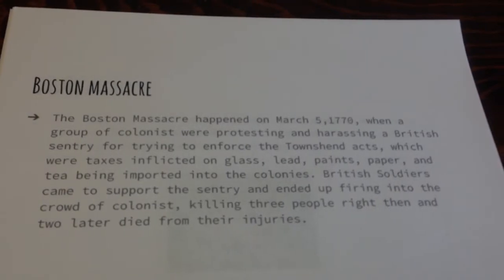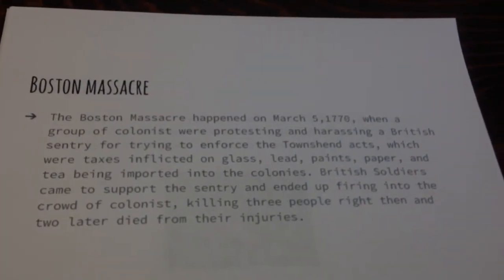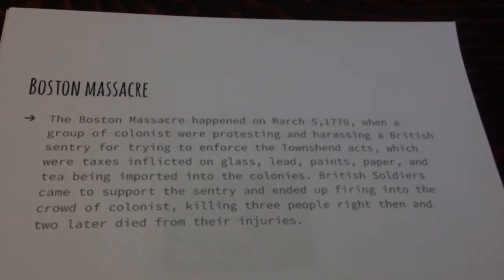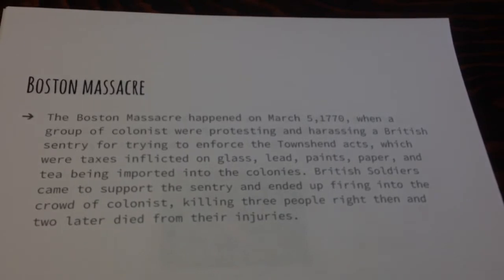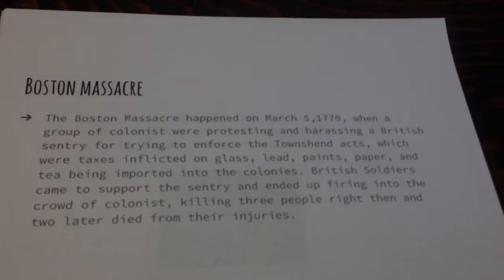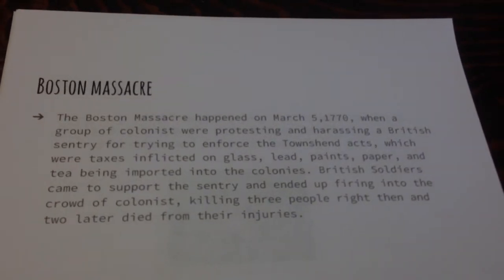The Boston Massacre. The Boston Massacre happened on March 5, 1770, when a group of colonists were protesting and harassing a British sentry for trying to enforce the Townshend Acts, which were taxes inflicted on glass, lead, paints, paper, and tea being imported into the colonies. British soldiers came to support the sentry and ended up firing into the crowd of colonists, killing 3 people right then. 2 later died from their injuries.